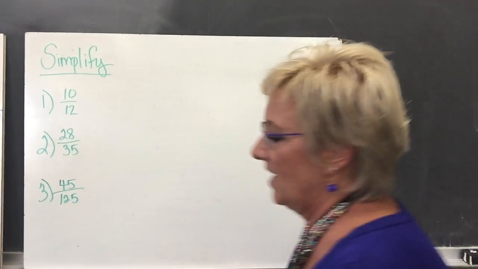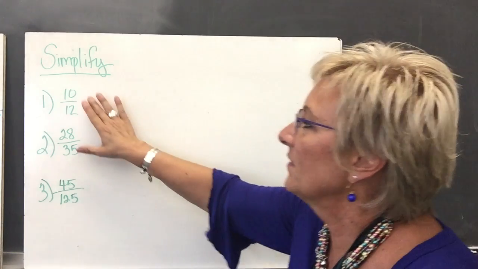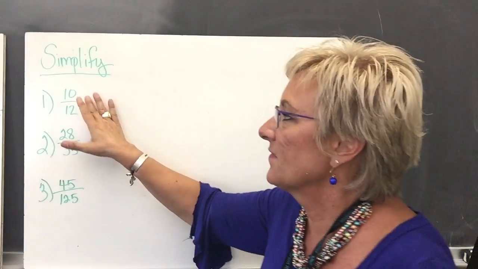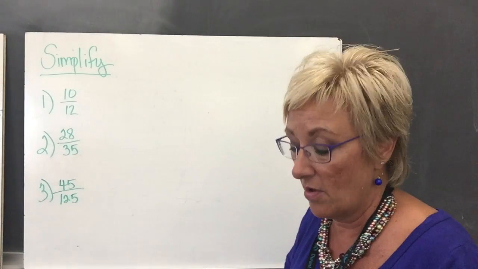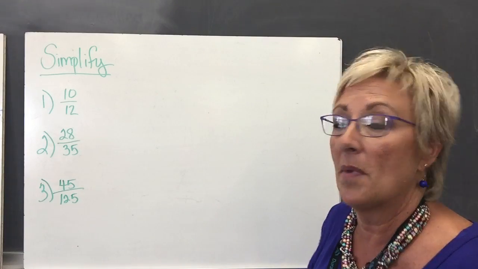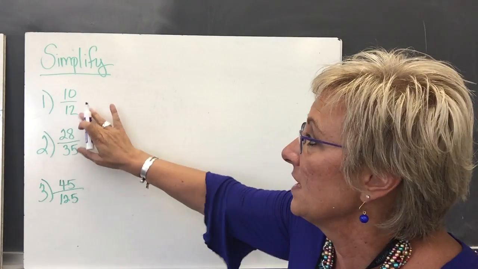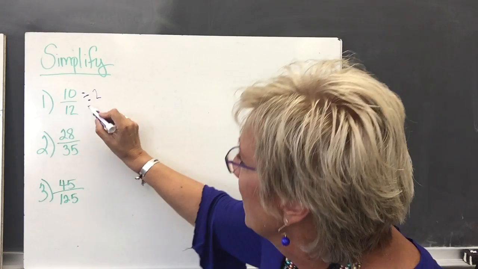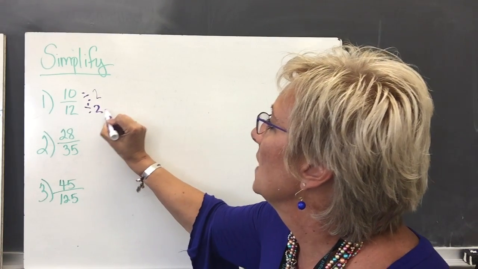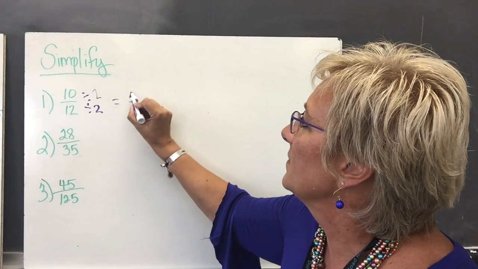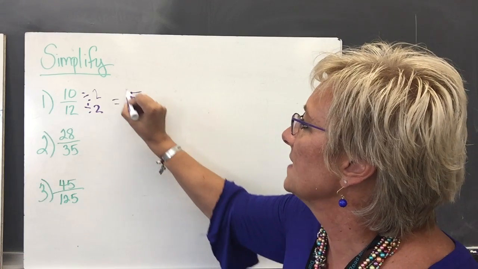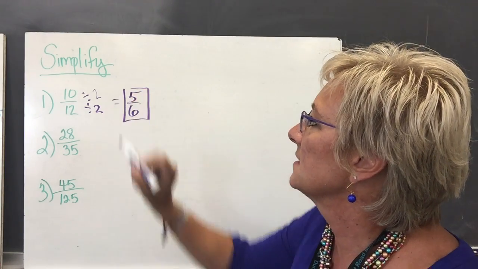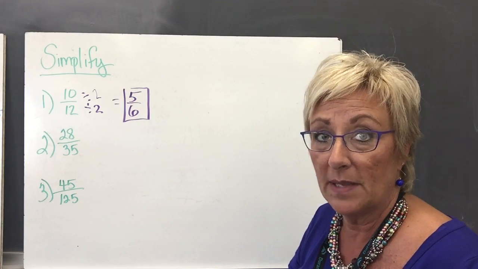Let's try simplifying some of these. Remember, when we're simplifying our fractions, we are trying to find the GCF of both 10 and 12. I know that they're both even, so I know that they can both be divided by 2. And that's going to be 5/6. And that is in the simplest form that that fraction can be put in.